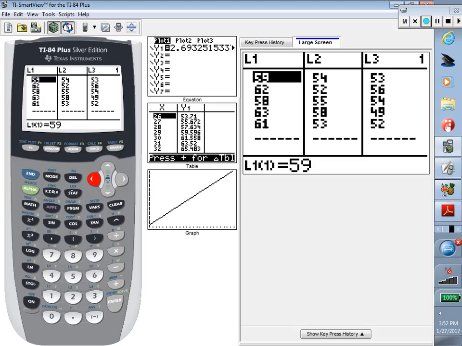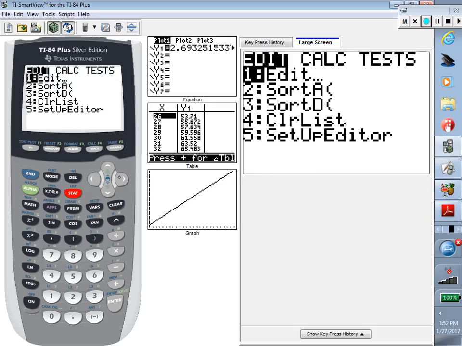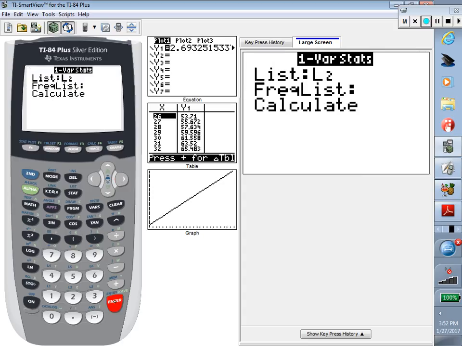Once you have those entered in, you can go Stat, Calc, and do the one variable stats. You want to make sure you do it for each list. If you have the TI-83s, you'll have one var stats on your screen, and then you do have to type in the list that you need after that, otherwise it'll continue to find it for list 1.